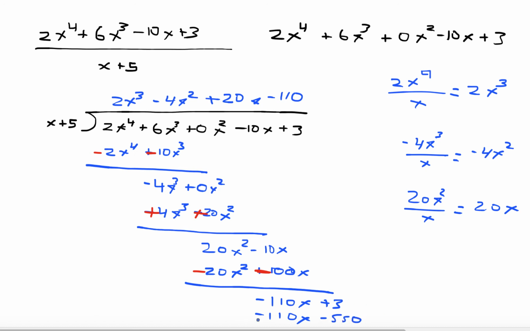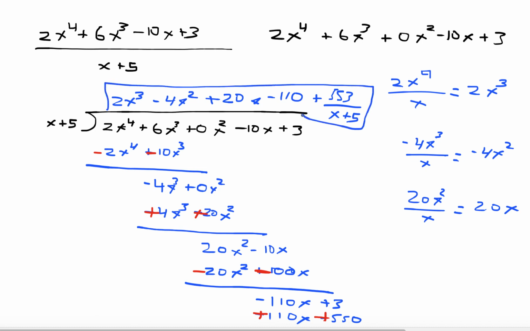I'm sort of running out of space here, but once we change these signs, what is the remainder? The 110x and the 110x cancel out. We get positive 3 plus 550, which is 553. That's going to be our remainder. So we'll write the answer up here, plus the remainder, which is 553, all over the divisor, which is x plus 5. That means this here should be our final answer: we have the quotient, which is what we get when we divide, plus the remainder, which is 553, over the divisor.